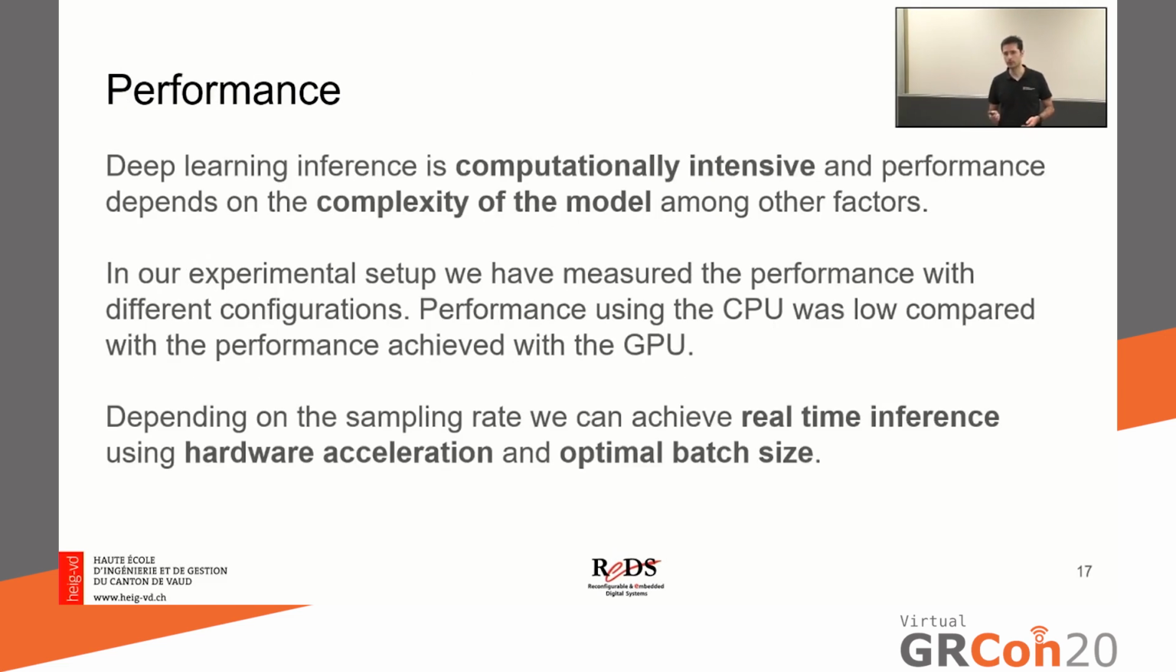So now some notes on performance. Deep learning inference is computationally intensive, and it's quite expensive, computationally speaking, but it mostly depends on the complexity of your model. For the model that we have used, we don't have a very good performance using the CPU, but if you tune the batch size and you use hardware acceleration, for example, with a GPU, you can obtain real-time inference. And we even hit the bottleneck of the USB communication between the SDR device and GNU Radio.